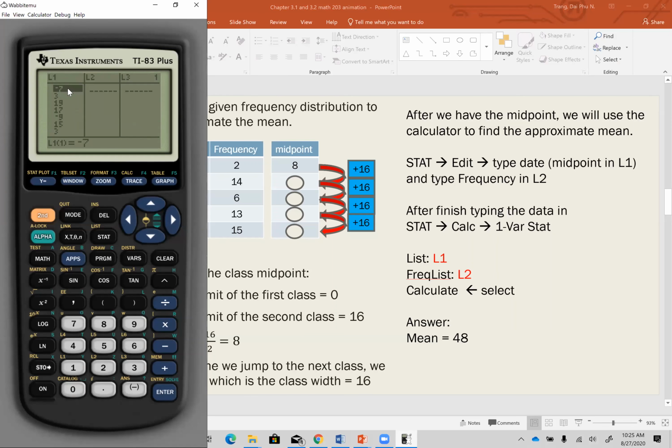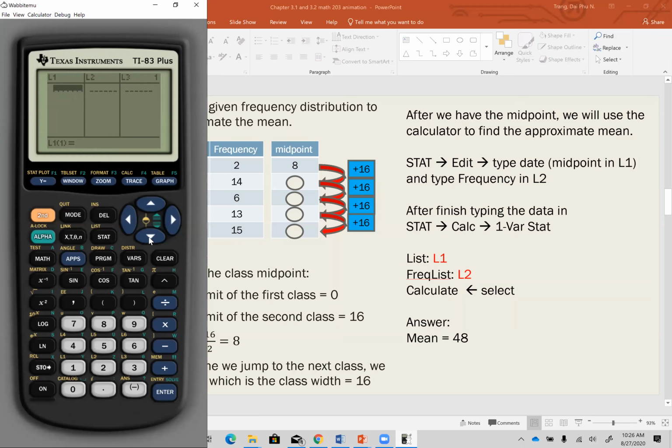If you want to clear L1, make sure that you go in and highlight L1, and you press clear and press enter. That will clear your L1 items. Do not press delete. If you press delete, you tell the calculator to delete the whole L1, and you will be left with no L1. So make sure you do not press delete. You have to press clear and then enter, okay?